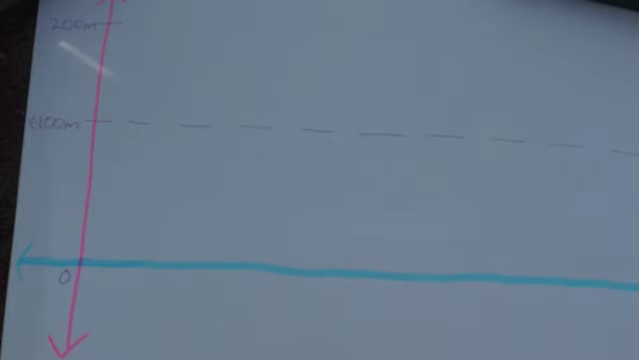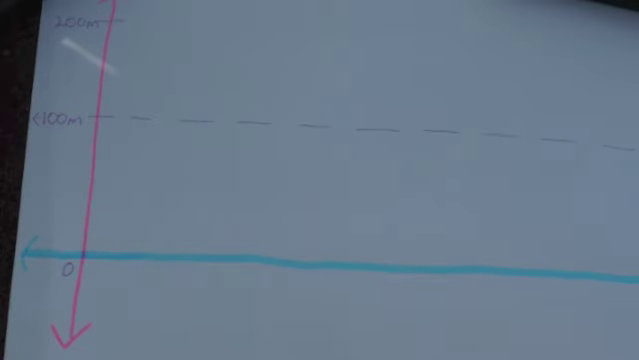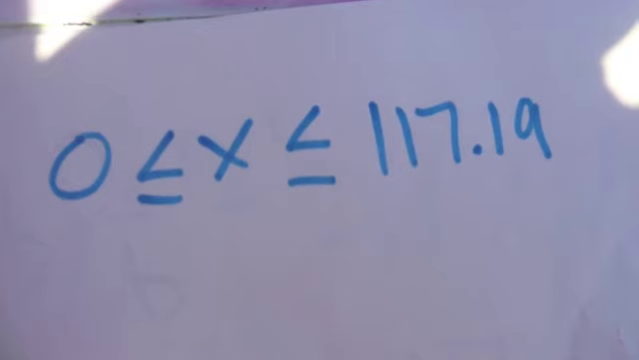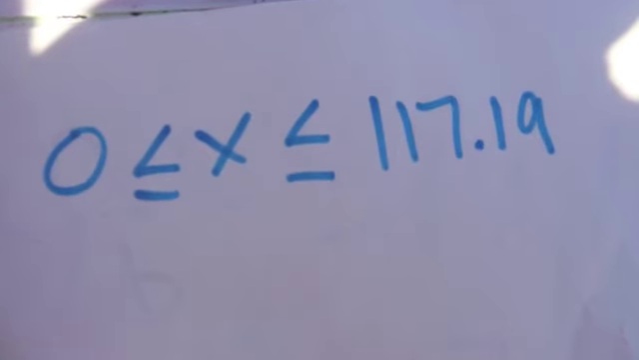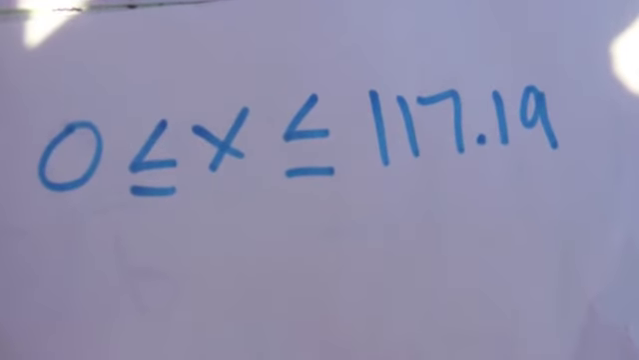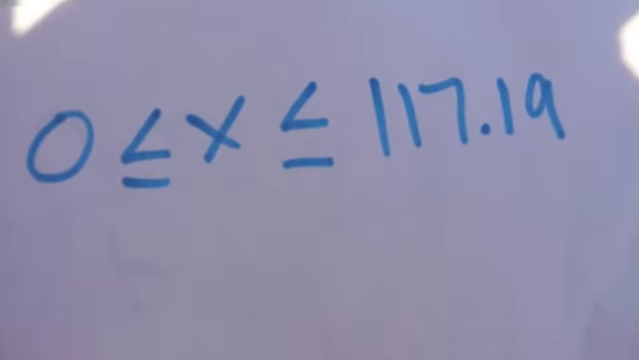Now we start by plotting our y-axis. Since we know the vertical shift is 100 meters, our new x-axis is at 100 meters. Then we also know that our amplitude is 100 meters, so our highest point on the y-axis is at 200 meters and our lowest is at 0. For graphing our equation, we know the period is 117.19 seconds. So 0 is less than or equal to x, which is less than or equal to 117.